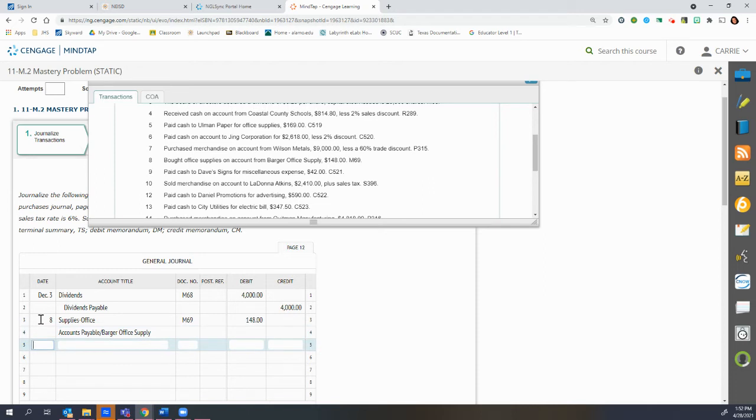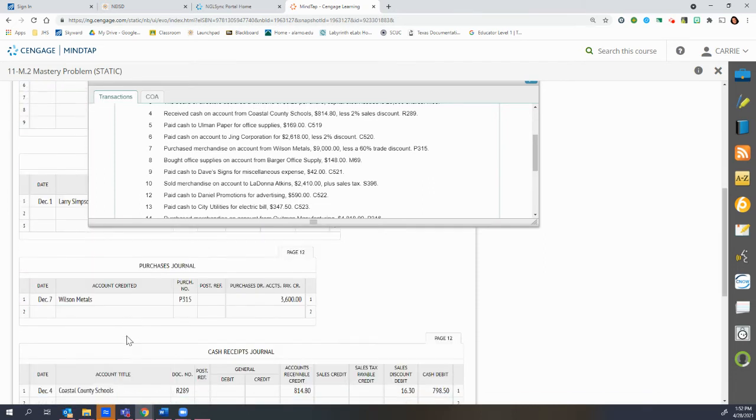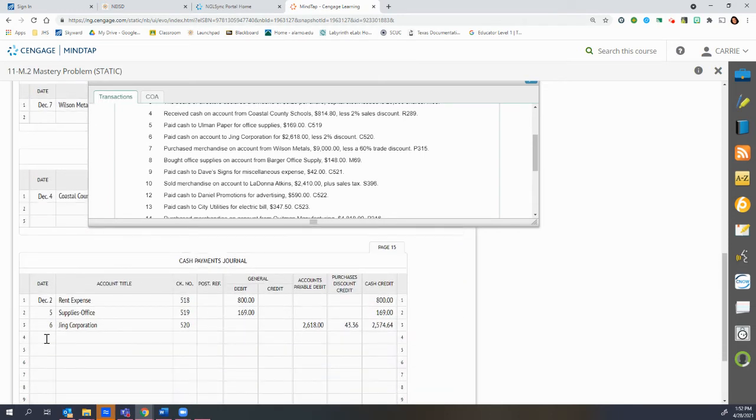And then on the 9th, we pay cash to Dave Signs for miscellaneous expense. So we come to our cash payments journal. And the 9th, miscellaneous expense. And that's check 521. And it's $42, and then a cash credit of $42.